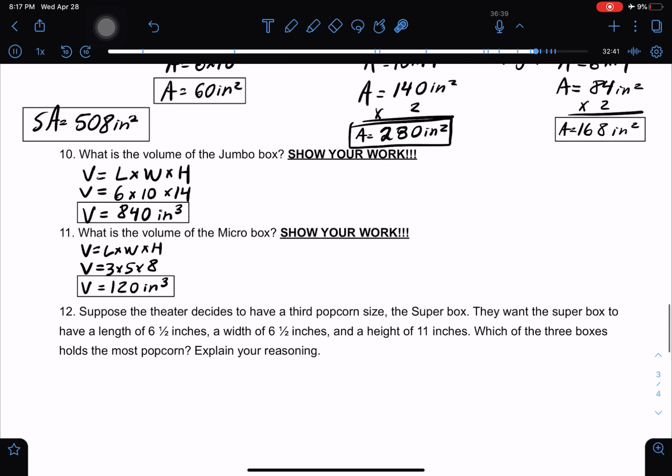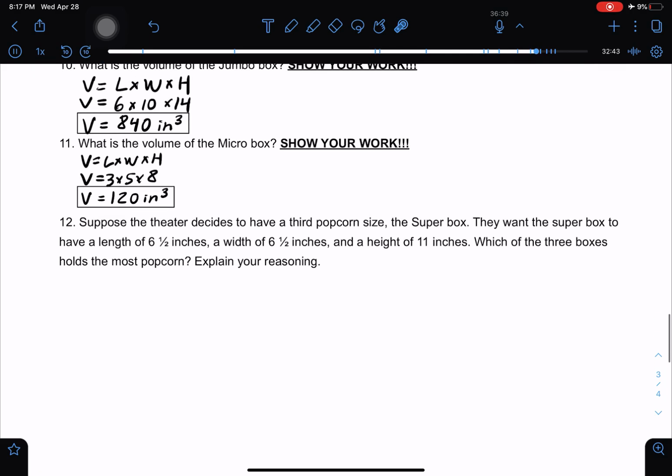Last but not least, we have problem number 12. It says, suppose the theater decides to have a third popcorn size, the super box. They want the super box to have a length of 6.5 inches, a width of 6.5 inches as well, and a height of 11 inches. Which of the 3 boxes holds the most popcorn, and explain your reasoning.